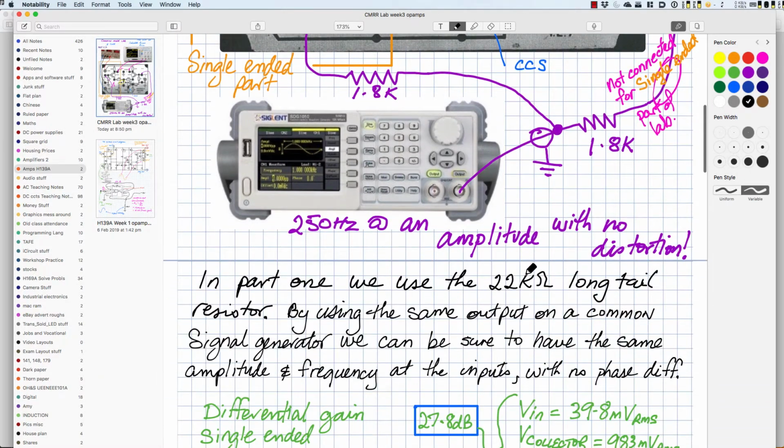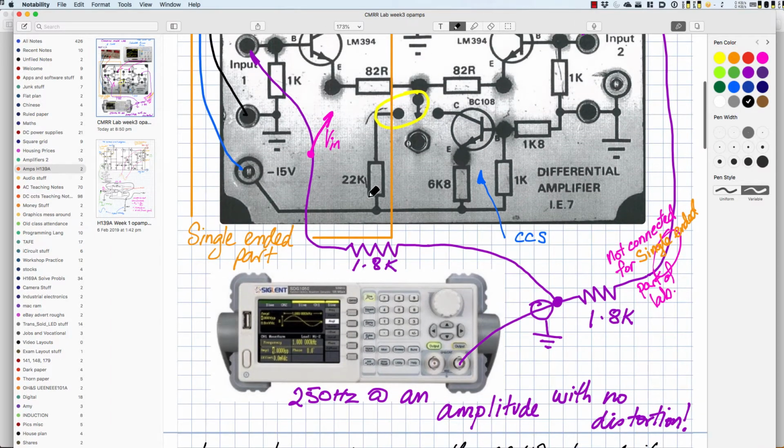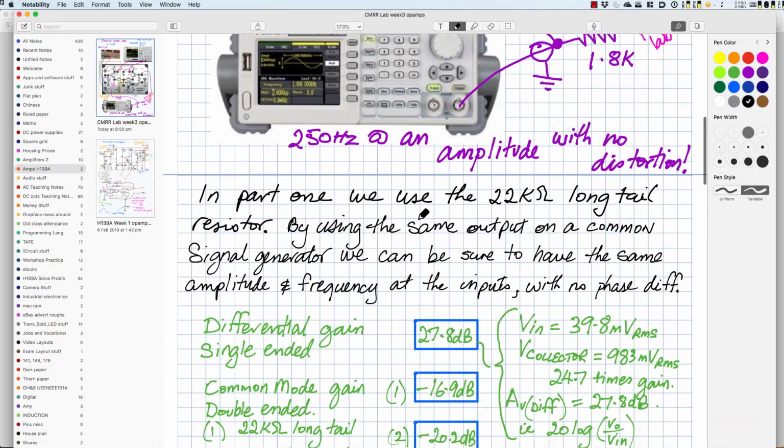In part 1, we'll be using the 22K long tail resistor. That's this one here. This is the constant current source. We'll be looking more at this in video number 3. However, we will be using it today in the calculations to see what impact it has on the CMRR quality. So in part 1 we use 22K long tail resistor.